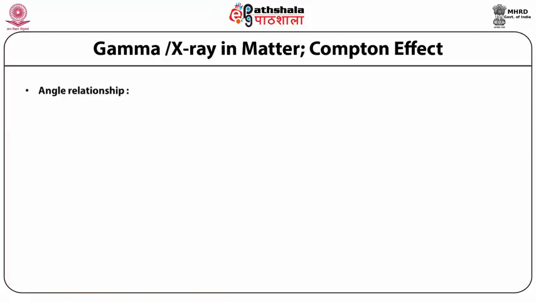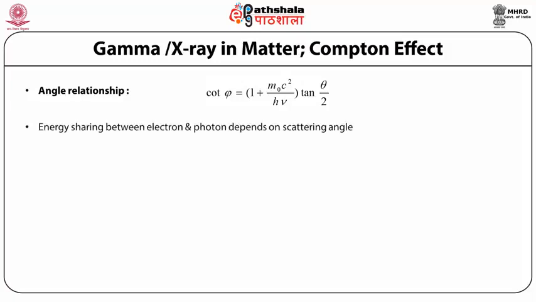Gamma ray, X-ray in matter, Compton effect. In this slide, we are going to study more details of the Compton effect of the gamma ray photon. As we have seen, gamma rays interact with matter via three different processes: photoelectric effect, Compton effect, and pair production. Here more details of the Compton effect are discussed. Now the angle relationship is cot phi is equal to 1 plus m0 c square upon h nu, into tan theta. Energy sharing between electron and photon depends on the scattering angle.